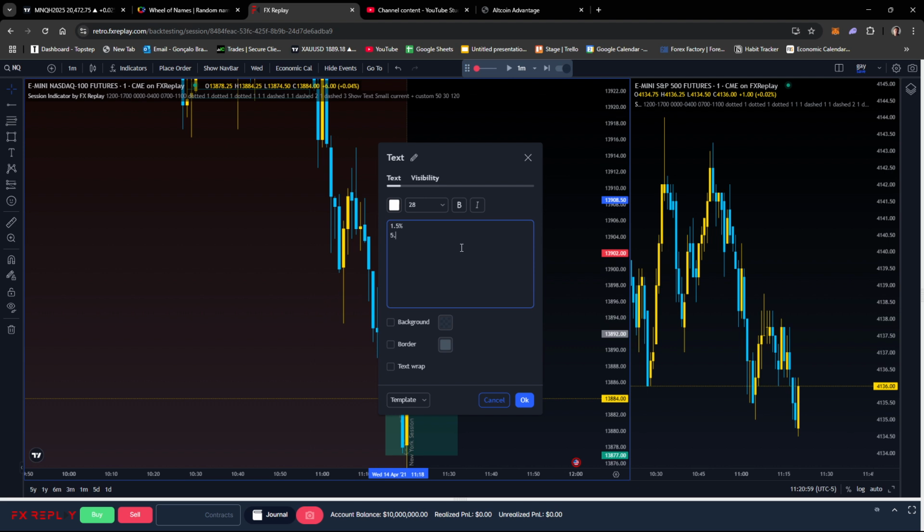But what was the win rate? So 5.5%, I took 1 loss in all these trades. The rest of them were break even. So technically, removing the break evens, we've had a 90% win rate. That's fantastic.